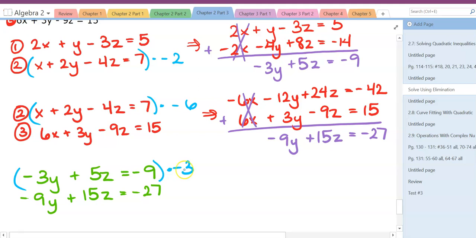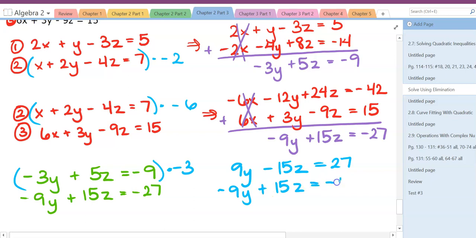So when I take -3 times that top equation, -3 times -3 is +9, so now it says 9y. -3 times that 5 is going to be -15z. And then equals -9 times -3 is +27. The bottom equation stays the same. I'm just writing that down. What is going to happen when I add these equations together?